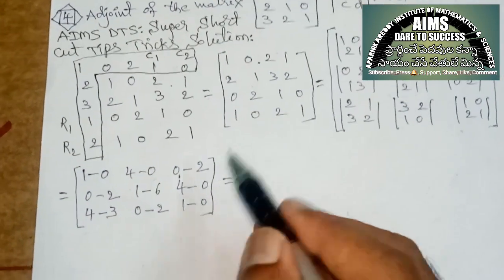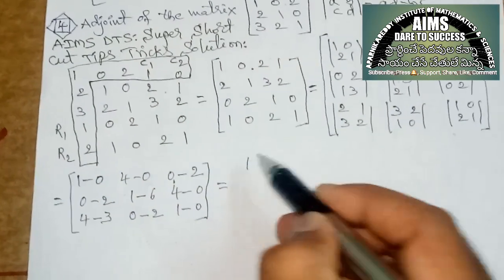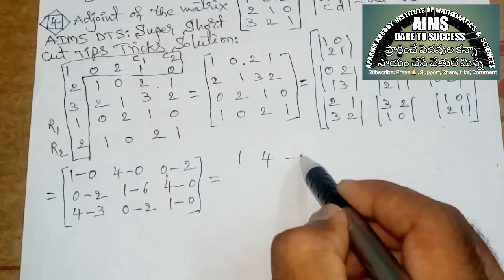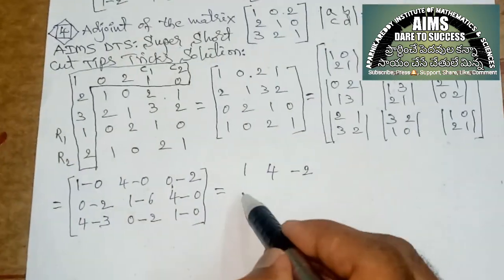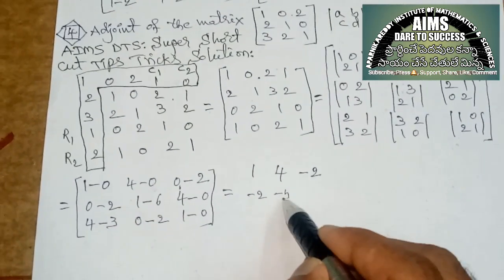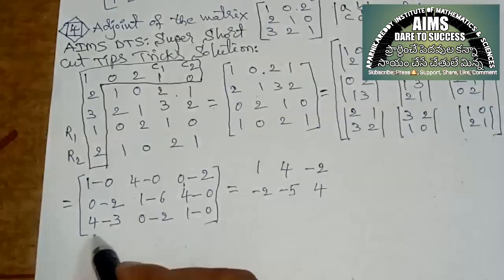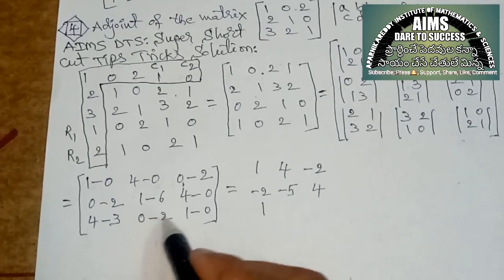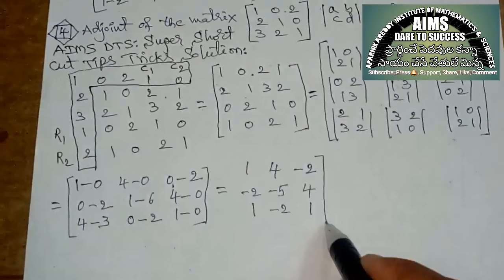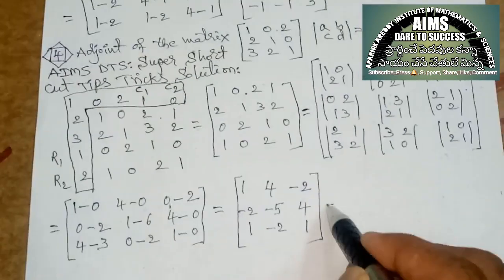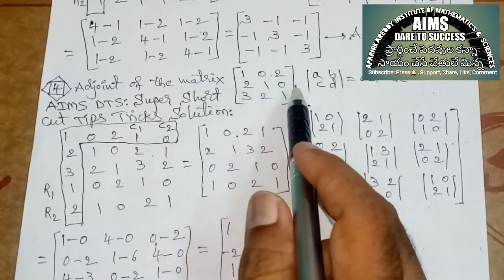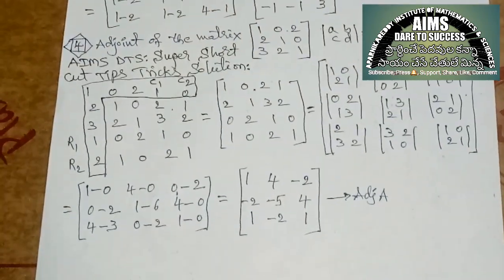Normal simplification, my dear friends: you will get 1 minus 0 is 1, 4 minus 0 is 4, 0 minus 2 is minus 2. Small number minus big number is negative. 0 minus 2 is minus 2. 0 minus 2 is minus 2. 1 minus 6 is minus 5. 4 minus 0 is 4. 4 minus 3 is 1. 0 minus 2 is minus 2. 1 minus 0 is 1. This is the adjoint of the given matrix 1 0 2, 2 1 0, 3 2 1.